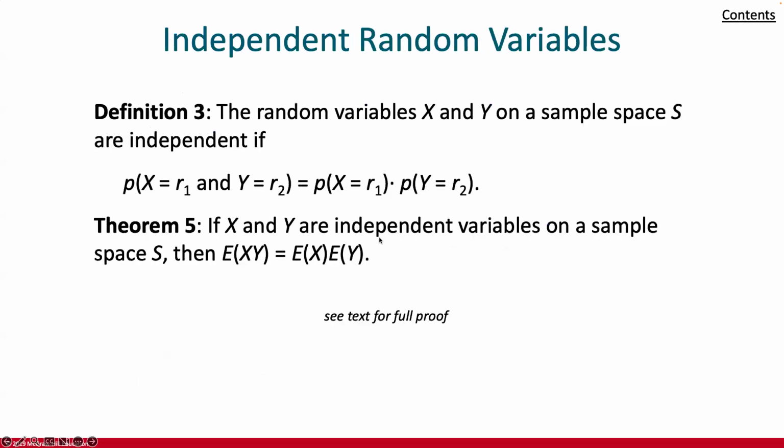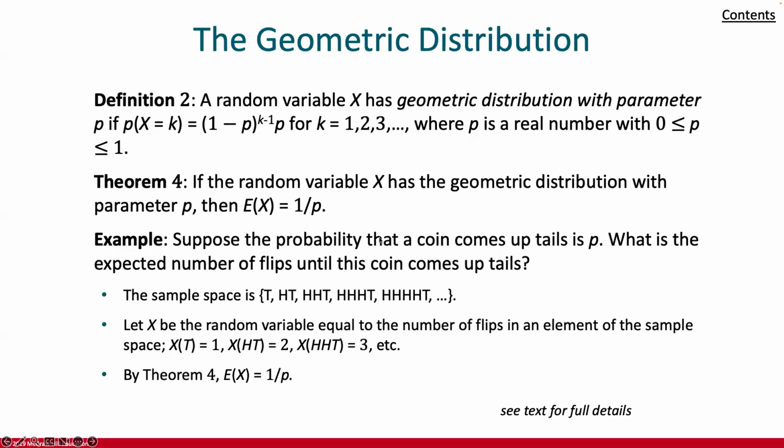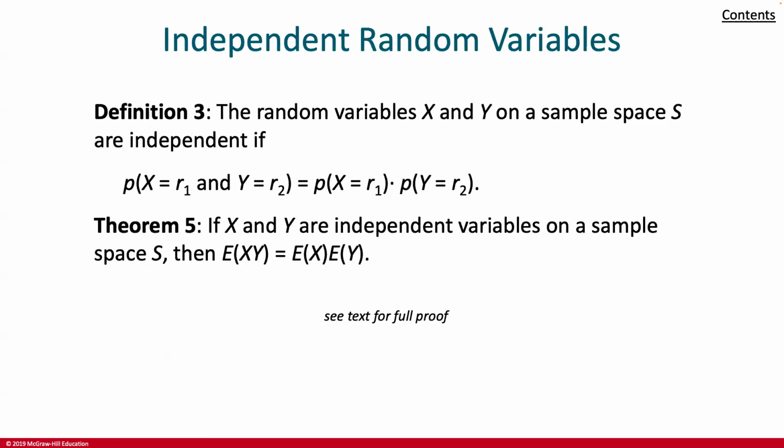Okay, just continuing on here. So we talked about the geometric distribution. We can have independent random variables. The random variables X and Y on a sample space S are independent if we have this relationship. If X and Y are independent variables on a sample space S, then the expectation of XY is equal to the expectation of X times the expectation of Y.